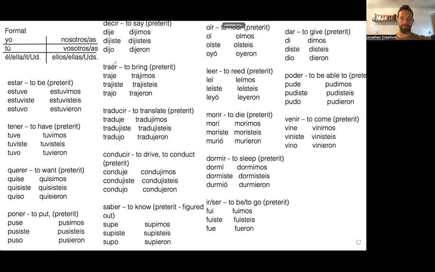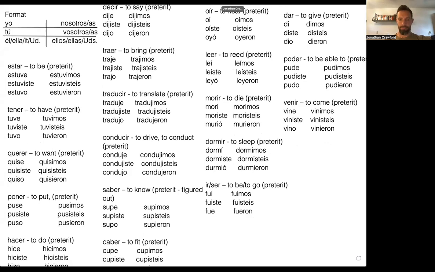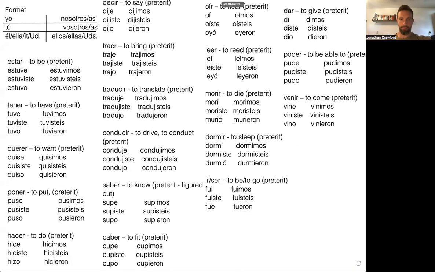All right, so here are the preterite irregular verbs I would like to share with you. And remember, we always use this format up here in the corner that I have here. See the format right here? This is the format that we always use. What does yo mean? Yo means I. Tú, you. Él, he. Ella, she.